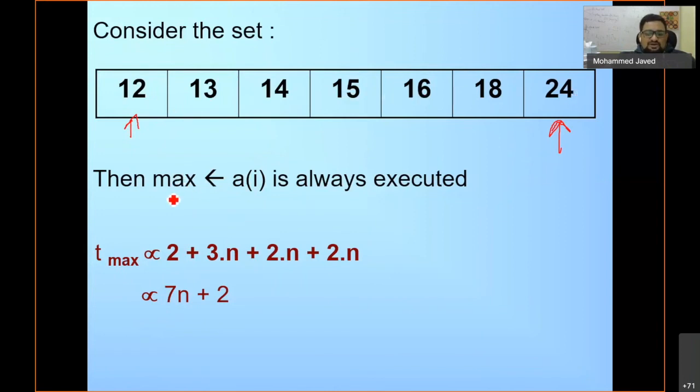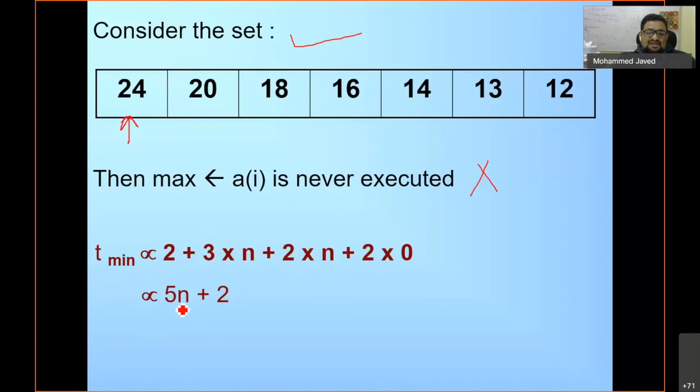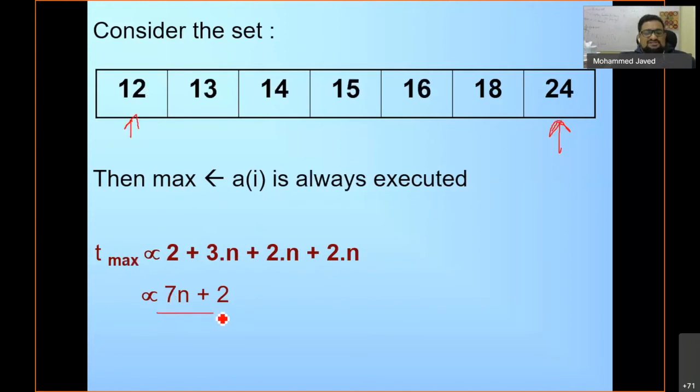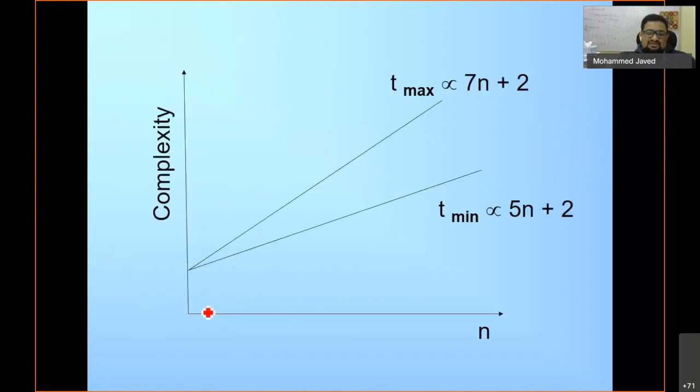And in this particular case, at every position there is a change of value, meaning a change of max. So max is equal to A of I will get executed as many times as there are elements. So here T max is proportional to 2 plus 3n plus 2n plus 2n, so it is 7n plus 2. In the previous case, T best was 5n plus 2, and in this case it is 7n plus 2, right? So T minimum is proportional to 5n plus 2, and T max is proportional to 7n plus 2, right?